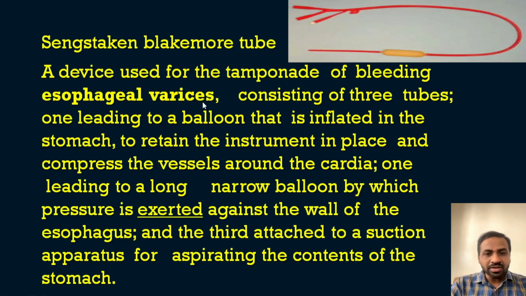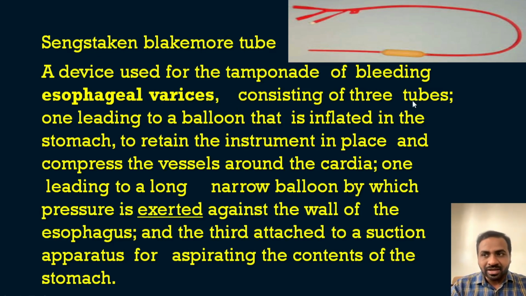So what are esophageal varices? You know that in cirrhosis and similar conditions there will be esophageal varices. That means dilated veins can be seen in the esophagus, and sometimes they can rupture and result in upper GI bleed. To arrest that bleeding we can use this device called the Sengstaken-Blakemore tube. It consists of 3 tubes; in the beginning I told you that it is a triple lumen.